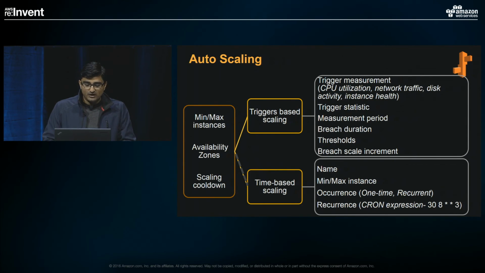So there is trigger statistics. So trigger statistics is the minimum, maximum, or the average. What do you want to use as a measurement? You want to use an average of the data or the sum or minimum, maximum. So measurement period specifies how frequently Amazon CloudWatch measures the metric for the trigger. Default is essentially generally 5 minutes.